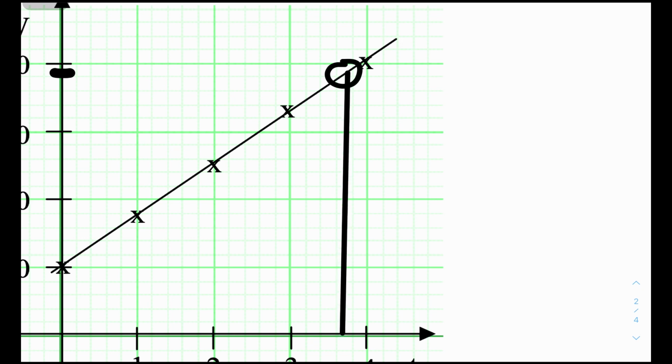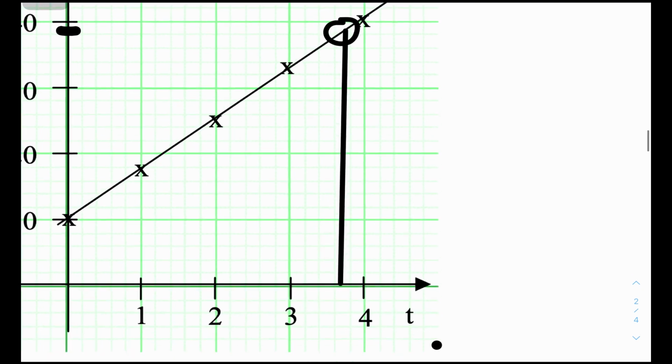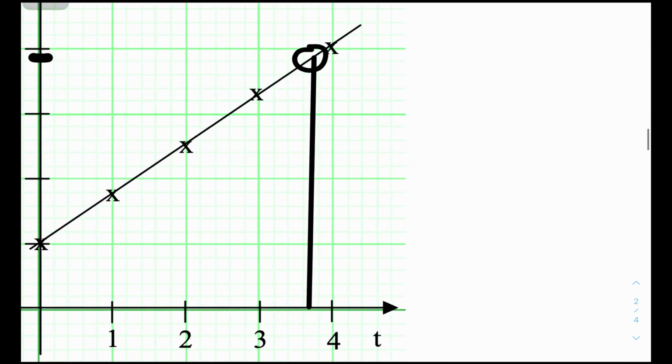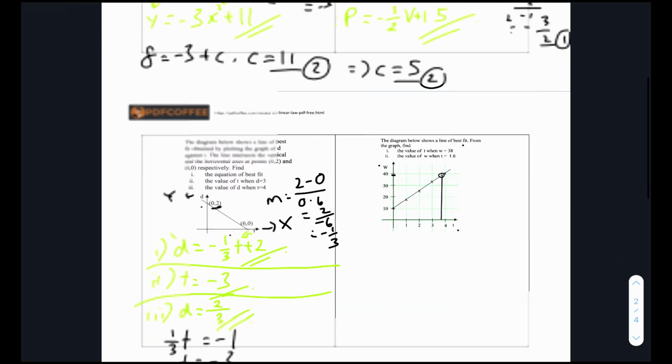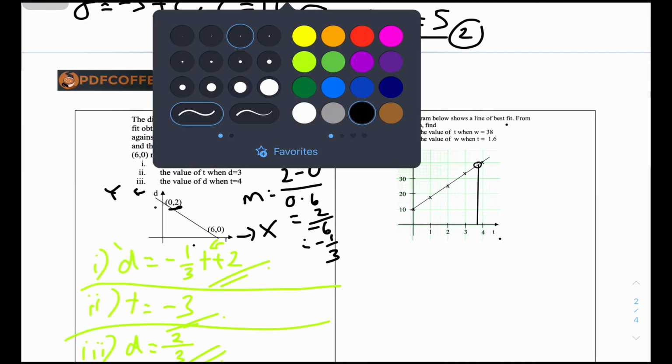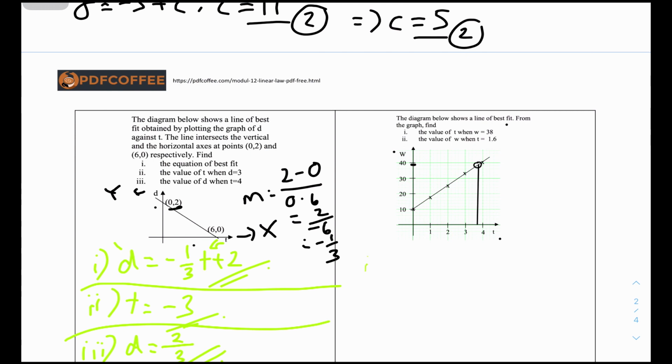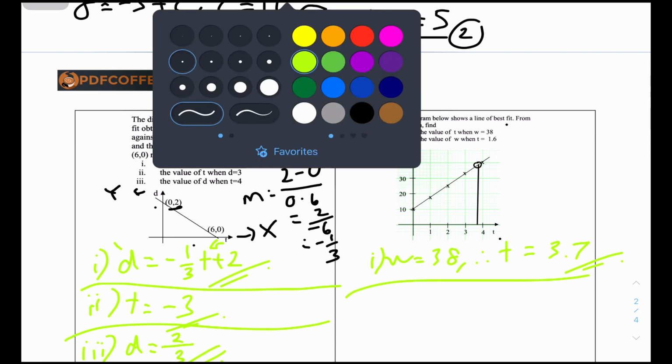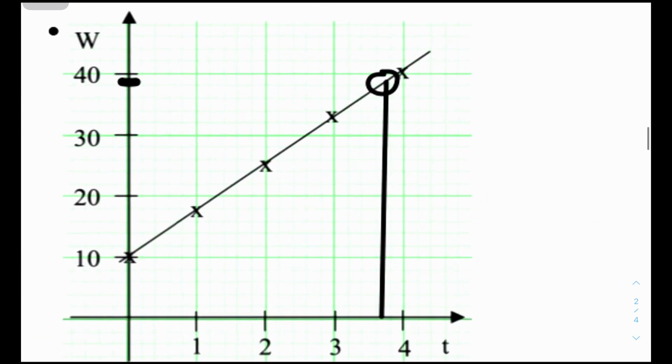And if we zoom down here, you get a value of approximately here. When w equals 38, t would be at around 3.2, 3.4, 3.6, 3.7, around 3.7. So let's just write it here. When w equals 38, t would be 3.7.